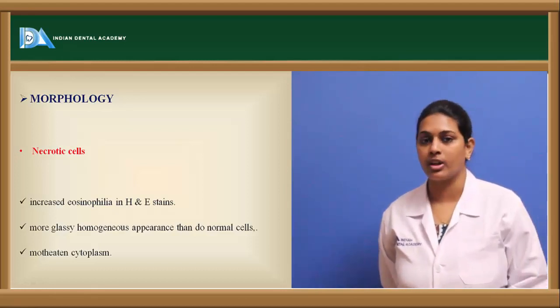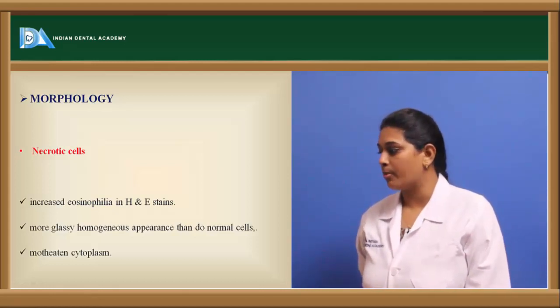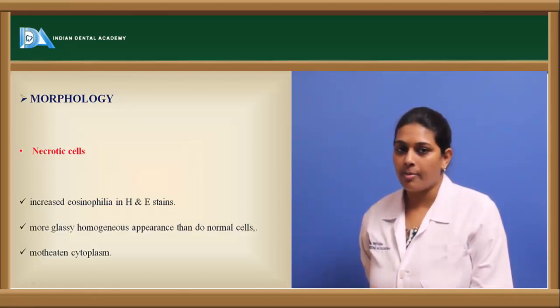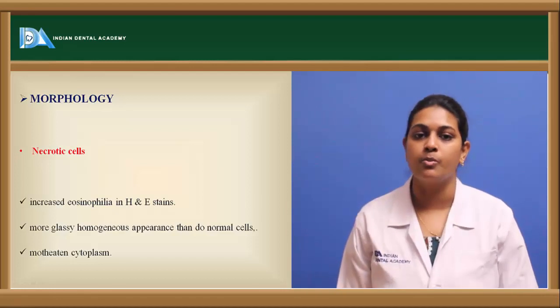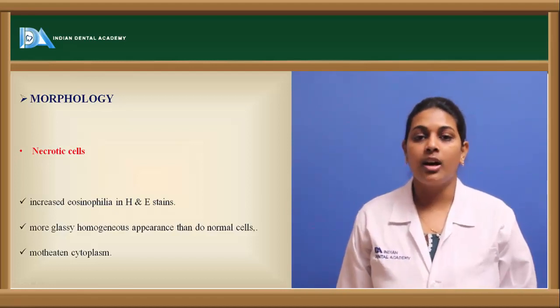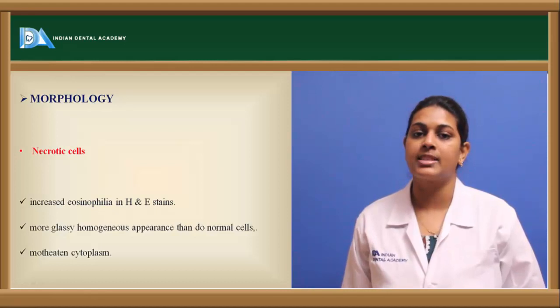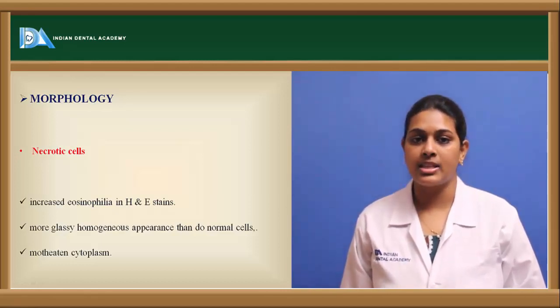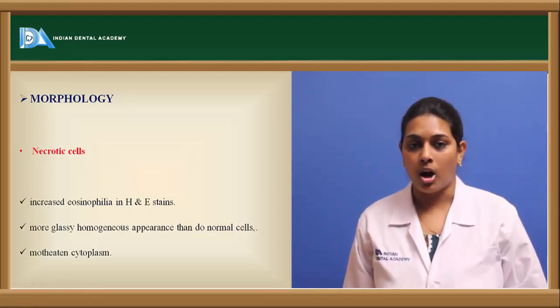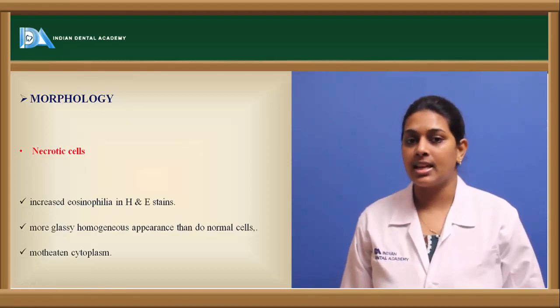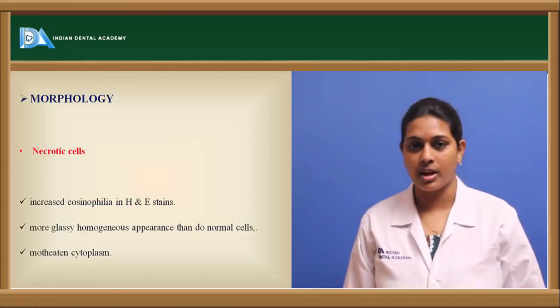There will be increased eosinophilia. And there will be more of a glassy, homogeneous appearance than in other normal cells. This glassy appearance is mostly because of the loss of glycogen, which normally keeps the cell appearing normal. The loss of this substance makes the cell appear glassy.